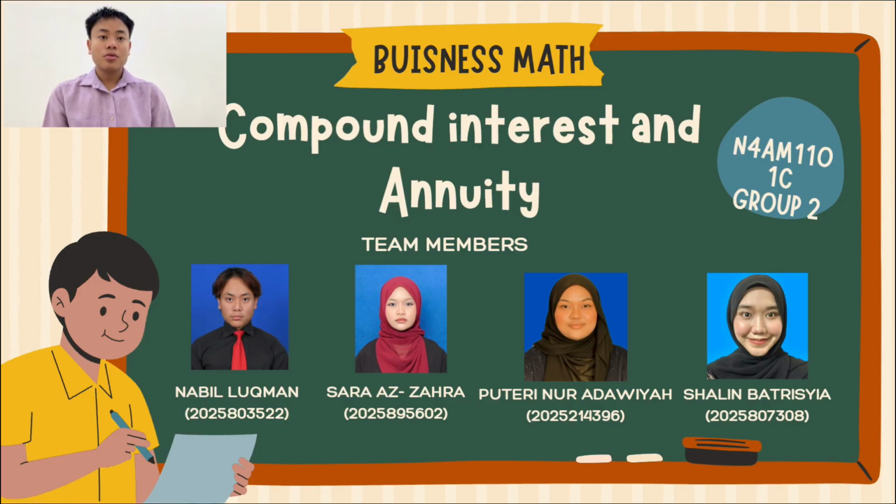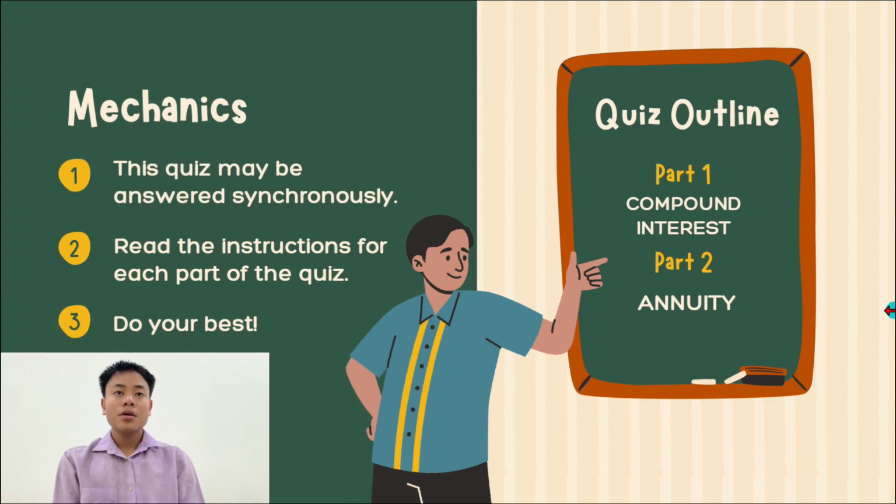We are going to present to you about compound interest and annuity. As you can see, we have two parts. The first part is compound interest and the second part is annuity.